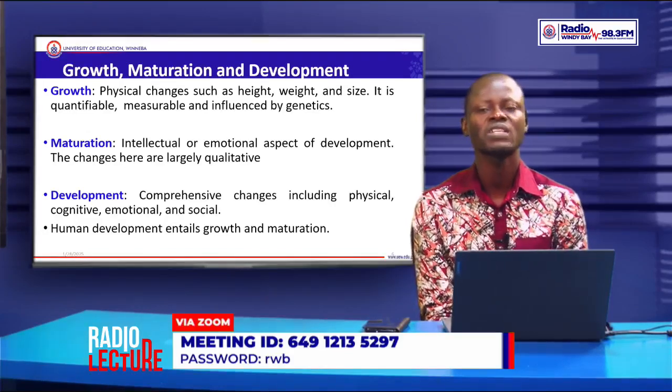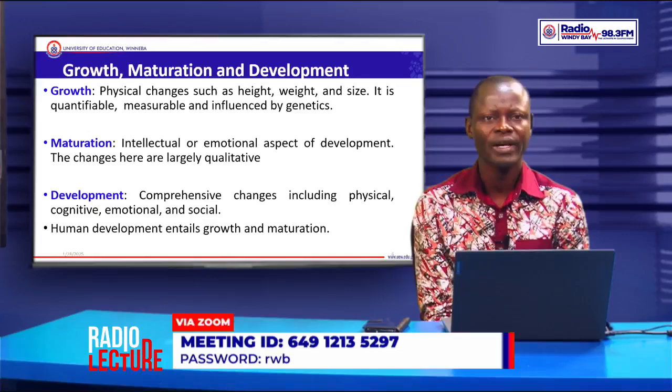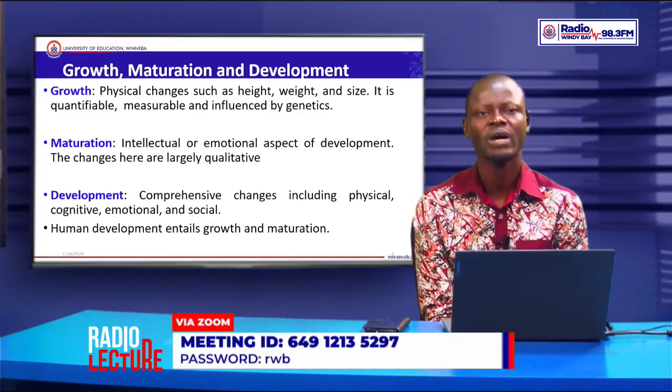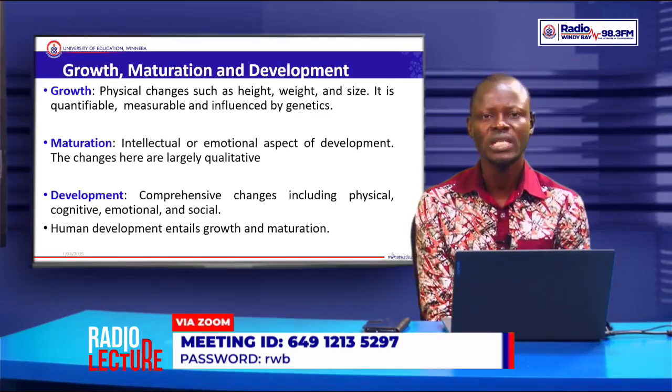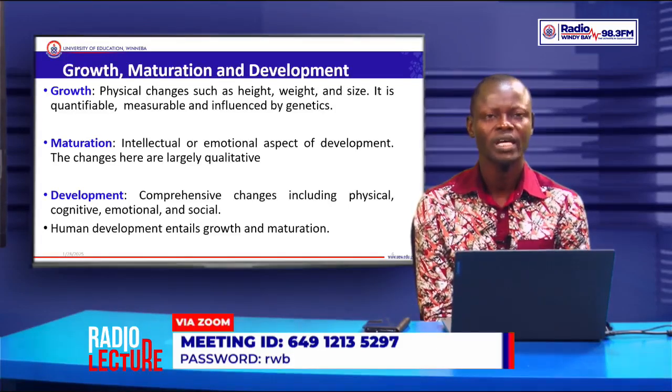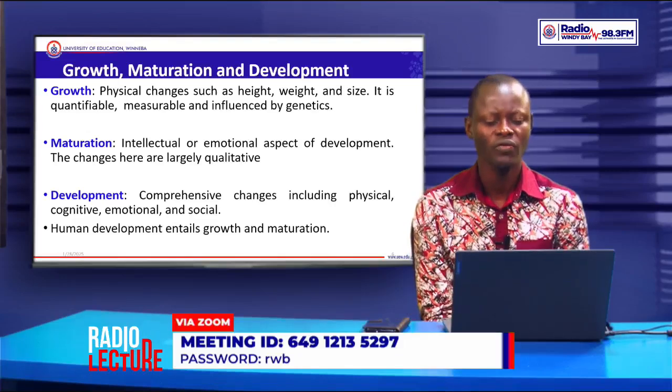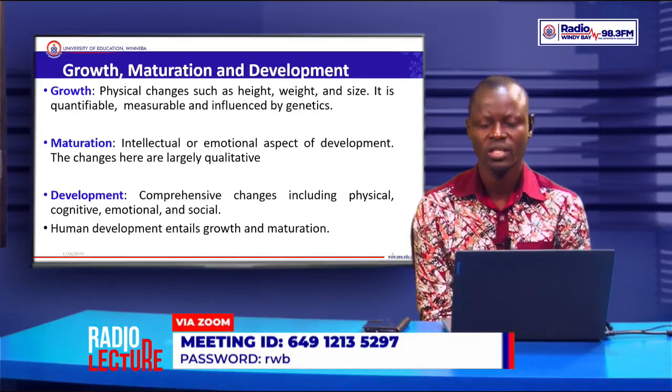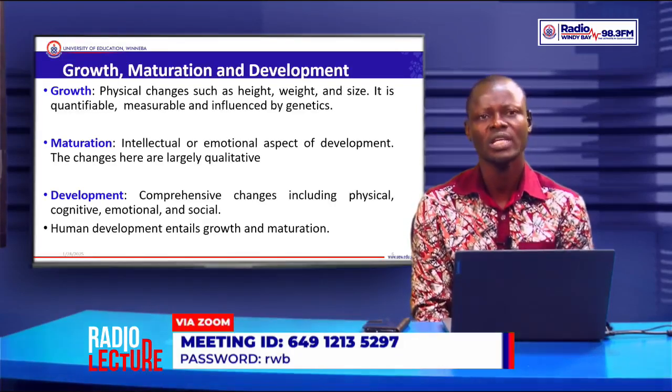So human development, in summary, entails growth and maturation. So when we put the two concepts, growth and maturation, together, we get what we call development. So development is simply the combination of growth and maturation. The quantity we are going to see and the quality of the individual, when put together, is termed as what? Development.